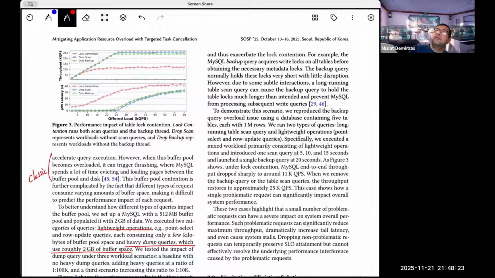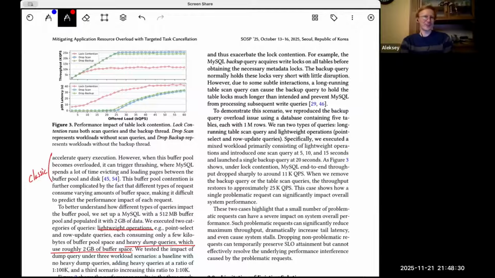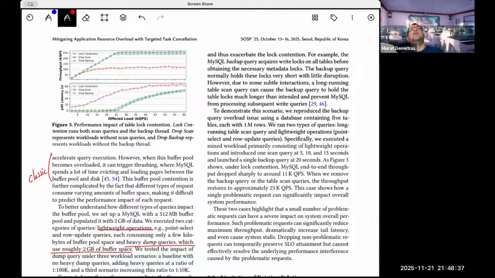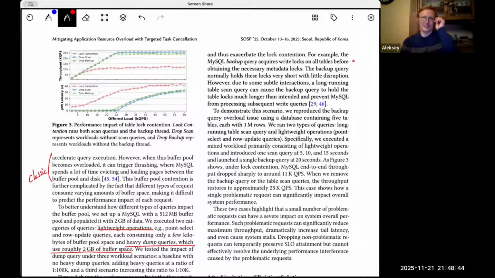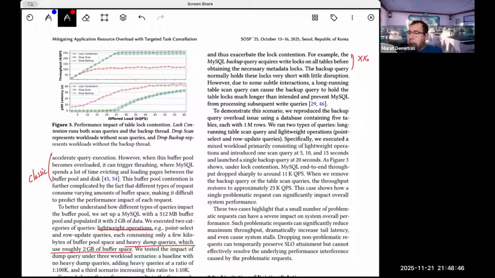Interesting. So it's subtle interactions. I wonder a little bit more about what these interactions are. It acquires write locks on all tables before obtaining necessary metadata locks, but this already looks troublesome.